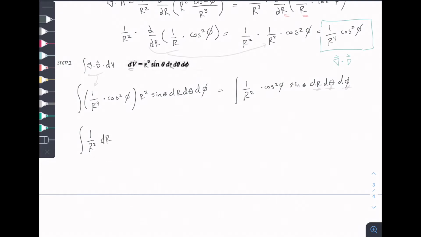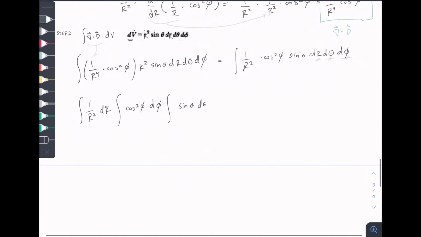1 over r squared dr, and then we have cosine squared phi d phi, and then we have sine of theta d theta. Just double checking here. So sine of theta d theta, over r squared dr. We just make sure that we actually get all of our terms. Cosine squared phi d phi. Okay, that looks good.